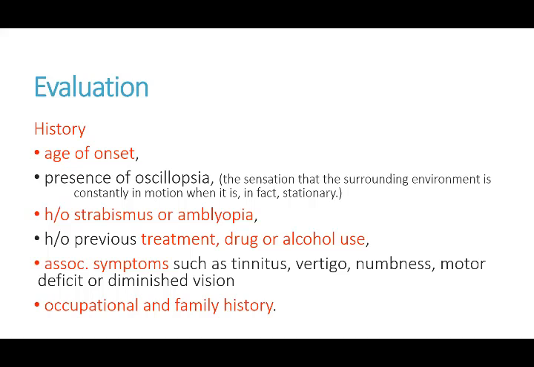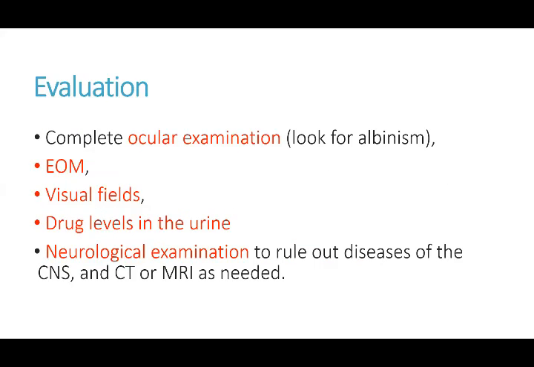How do you evaluate a patient of nystagmus? You take history: age of onset, presence of oscillopsia, the sensation that the surrounding environment is constantly in motion when it is not, history of strabismus or amblyopia, history of previous treatment with drugs or alcohol use, associated symptoms such as tinnitus, vertigo, numbness, motor deficits, or diminished vision, occupational or family history, complete ocular examination, albinism, extraocular movements, visual fields, drug levels in the urine, physical examination to rule out diseases of the CNS, NCT, or MRI as needed.